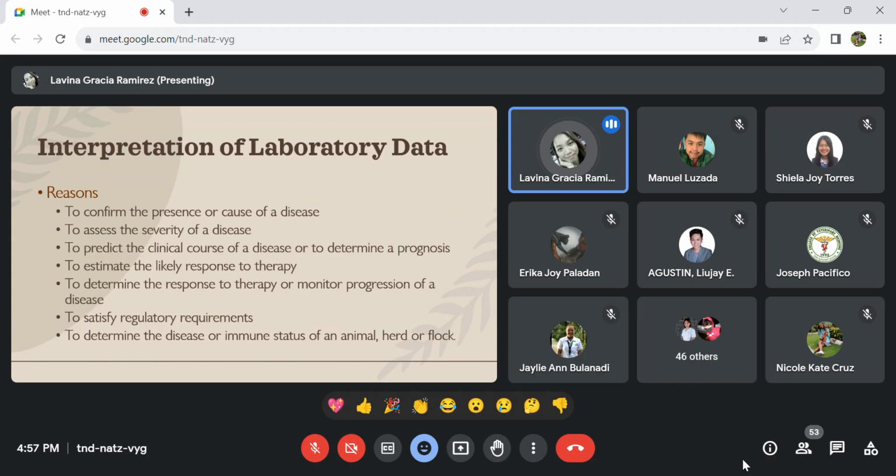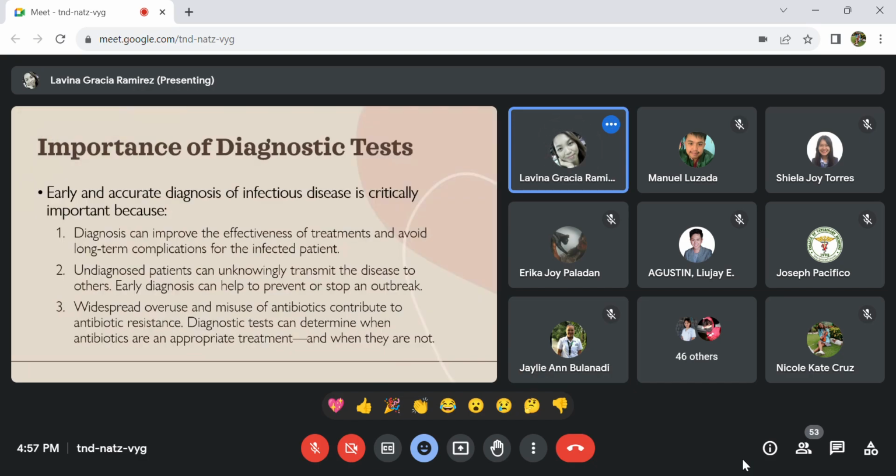Okay, so let me repeat, this is in coordination also with the clinical history and physical examination. Because that is what we discussed in the clinical examinations. We have the three aspects in the diagnosis or examination of conditions.